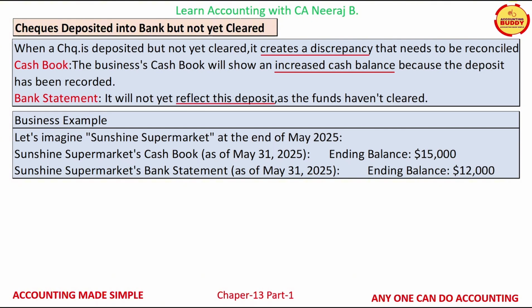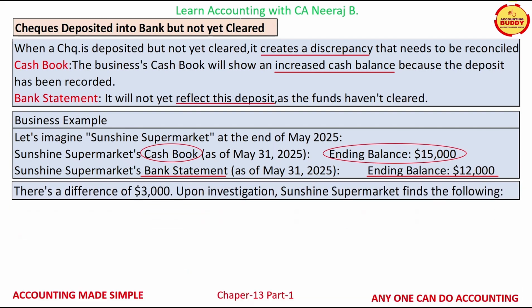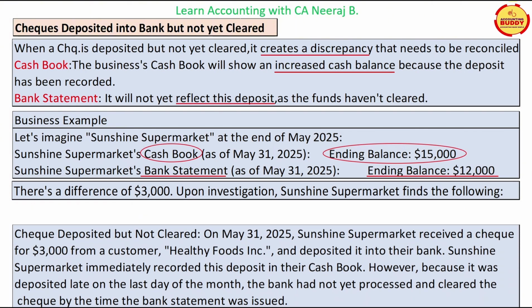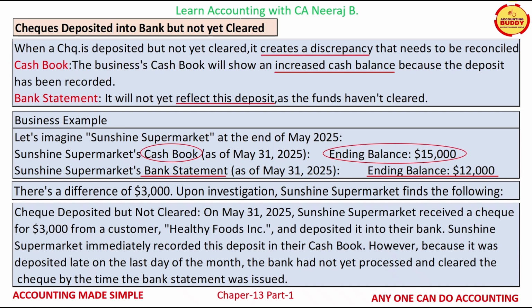Sunshine Supermarket's cash book as on 31st May 25 shows a balance of $15,000, while the bank statement of Sunshine Supermarket shows a balance of $12,000. There is a difference of $3,000. Upon investigation, Sunshine Supermarket finds the following. There is a check deposited, but it is not cleared till 31st May 25.